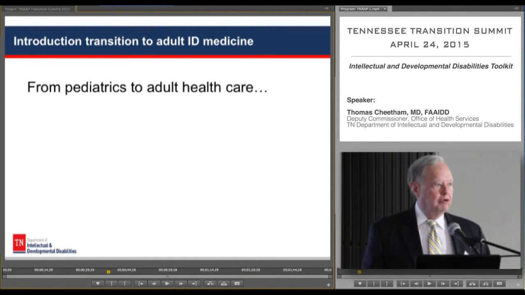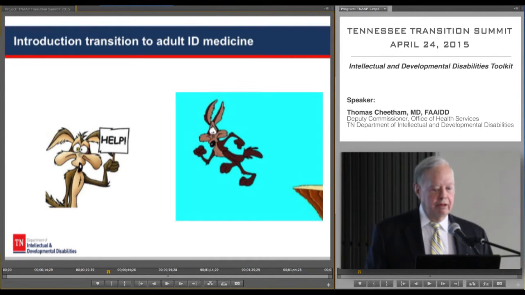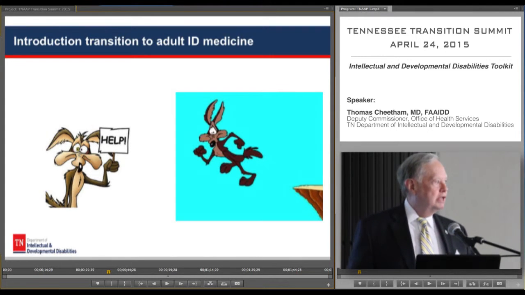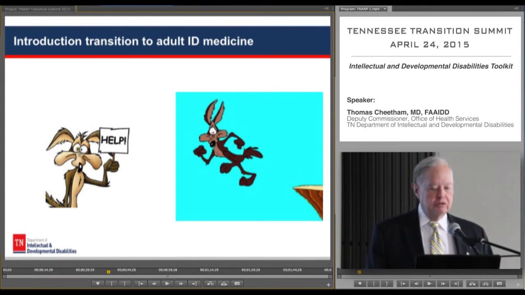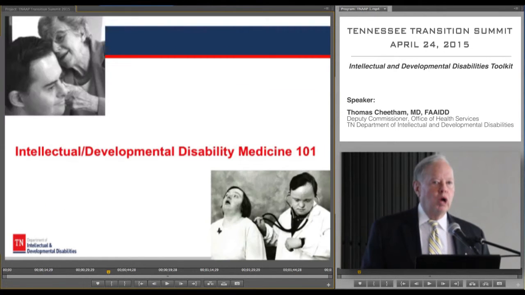So we've heard a lot about transition from pediatric to adult care, and it really, to my mind, looks kind of like this. There just isn't a lot there. You're jumping off the cliff, and it is getting better, but we need to do better. And so one piece of this can be the IDD Toolkit.